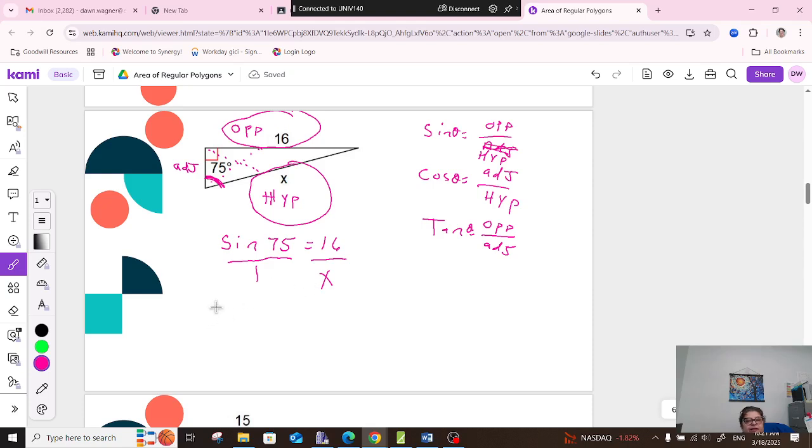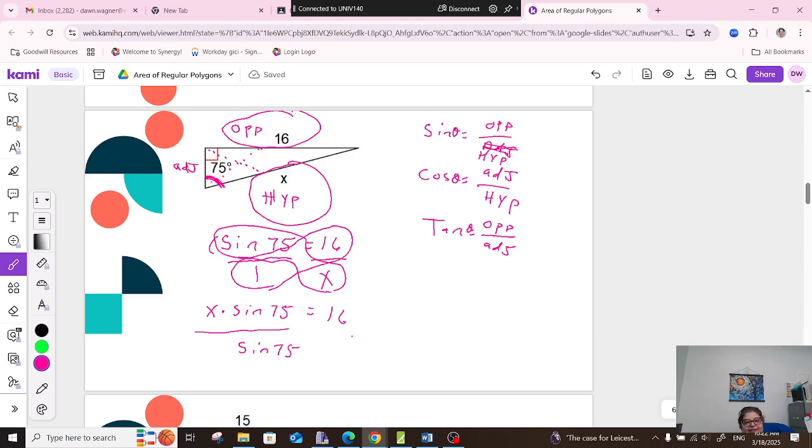So if I cross multiply, I get x times sine 75 is equal to 1 times 16, which is 16, because I'm cross multiplying. These two multiply, these two multiply. And to solve for x, I have to divide by sine 75. And we talked about a little shortcut. If x is in the denominator, you should know you're dividing. When x is in the numerator, we'll end up multiplying.